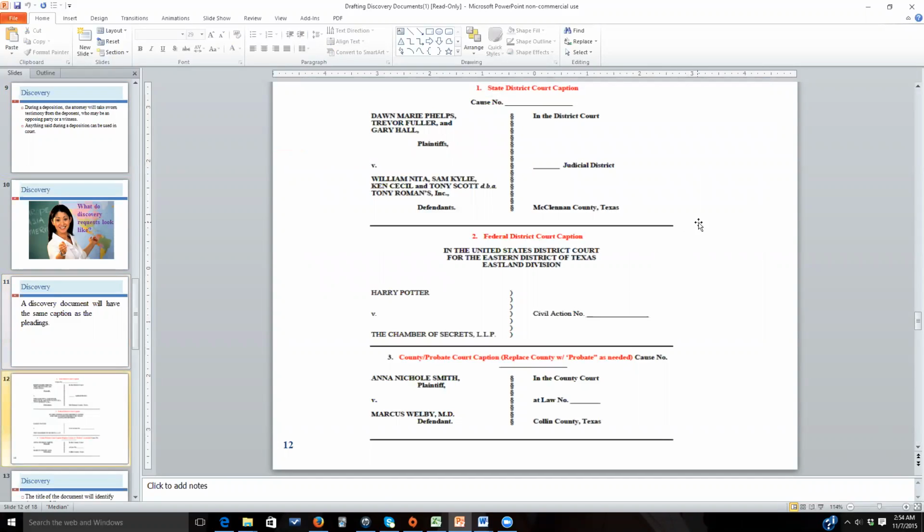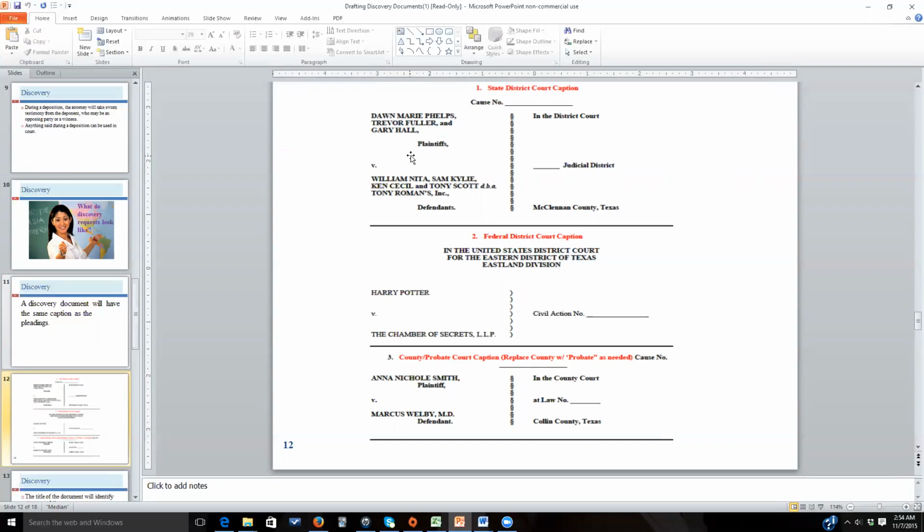If you are in Texas District Court, you might have a caption like this one with Dawn Marie Phelps, Trevor Fuller, Gary Hart being the plaintiffs in this case. Let's look at a couple of features of this. This particular litigant happened to capitalize all these names. That's a common way of doing it. It's not necessary. You can see that they put a comma after all of the names and that they indented plaintiffs. That is common to do. So please indent a little bit the word plaintiffs.